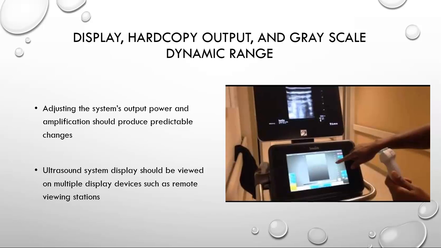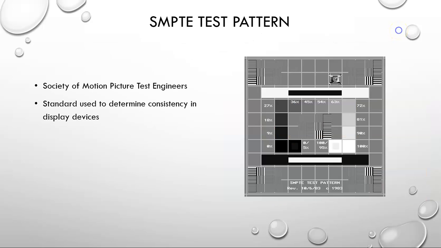We can test this by utilizing something known as a SMPTE test pattern. The Society of Motion Picture and Television Engineers came up with this test pattern. We can put this on our machine and look at it, and then go into the reading room, and if it does not look identical on both machines, then we need to adjust our display devices.